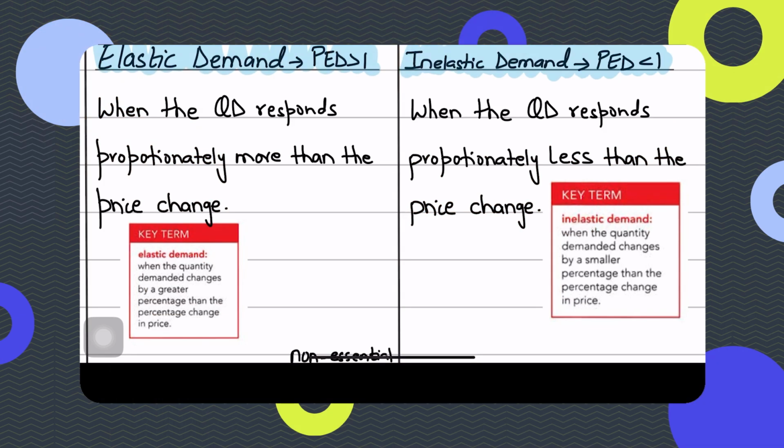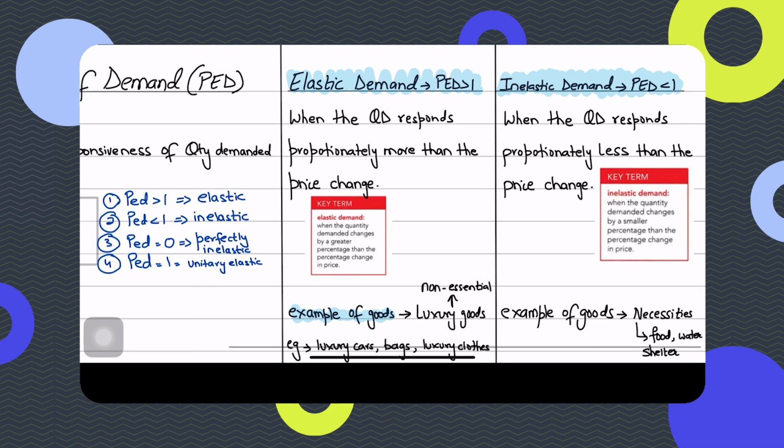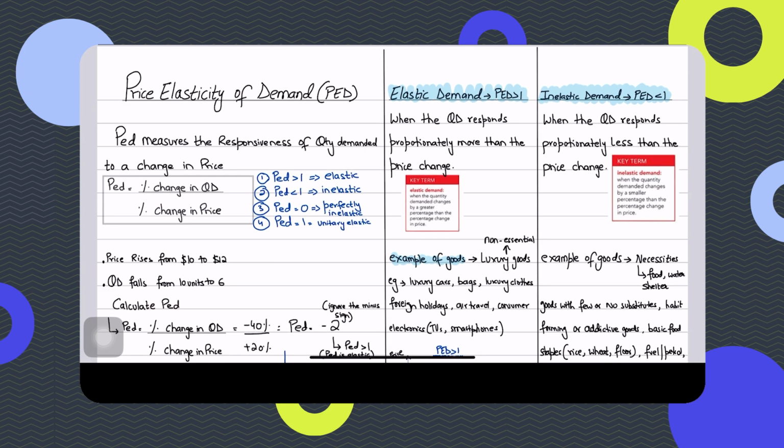Hi guys, welcome back. Now in this video, we're going to be looking at the four different types of elasticities of demand that you need to study in your syllabus. That is elastic demand, inelastic demand, perfectly inelastic, and unitary elastic.